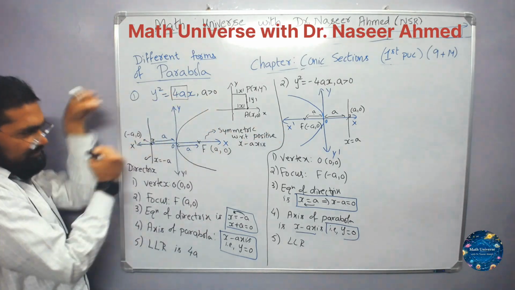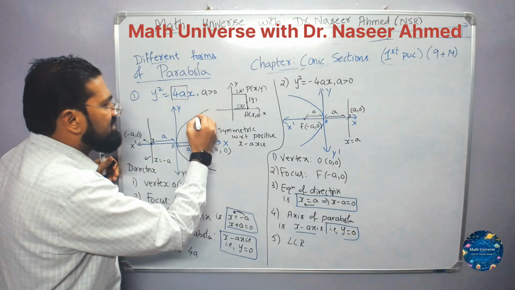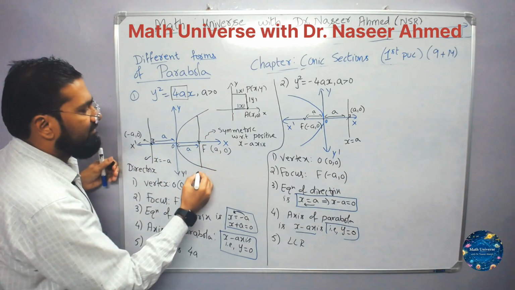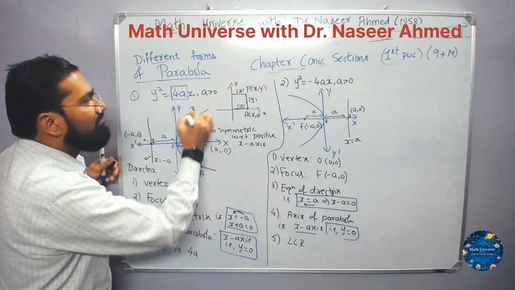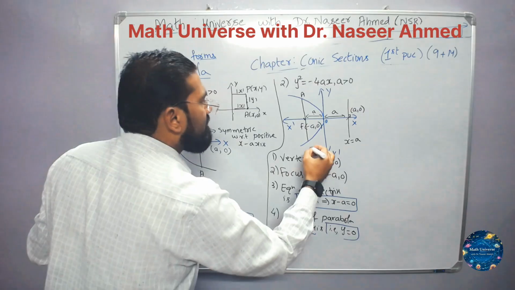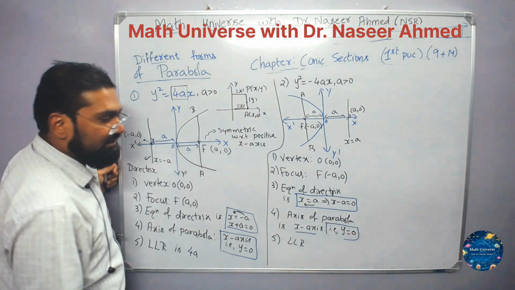But when I am taking this side, the parabola comes this side, and the latus rectum AB will now come this side. And again it is AB only. The length will not change. The coordinates of A and B will change, but the length will remain the same.